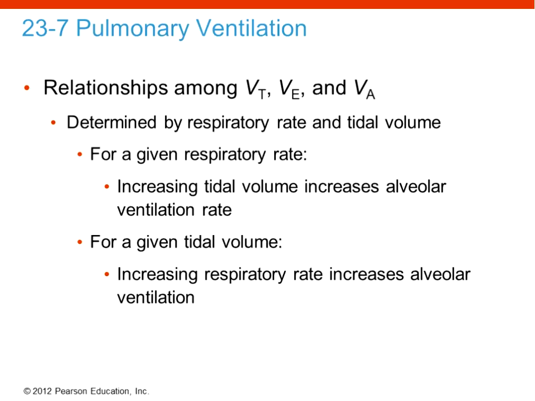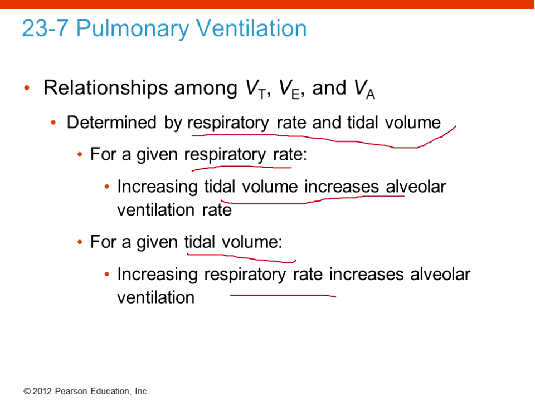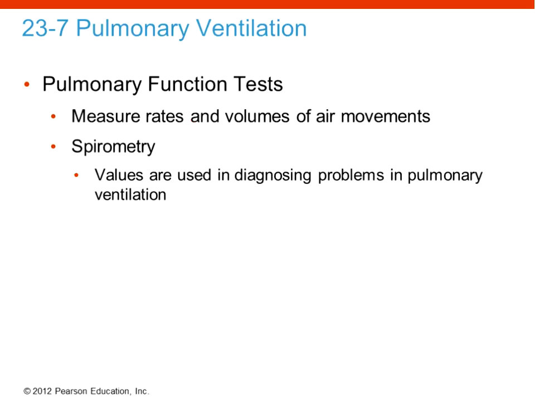All right, so these relationships between V sub E and V sub A are determined by respiratory rate and tidal volume, right? Those are the ways you can change it. For a given respiratory rate, you need to increase tidal volume to adjust alveolar ventilation, right? For a given tidal volume, then, if you can only push so much air, you need to increase the respiratory rate. So depending on the scenario, your body may try to adapt by either pushing more air or just breathing at a higher respiratory rate to increase V sub A.